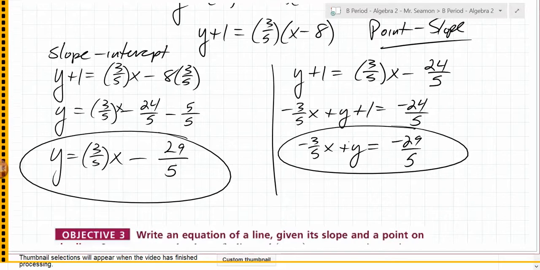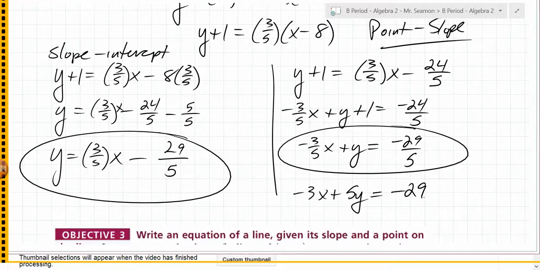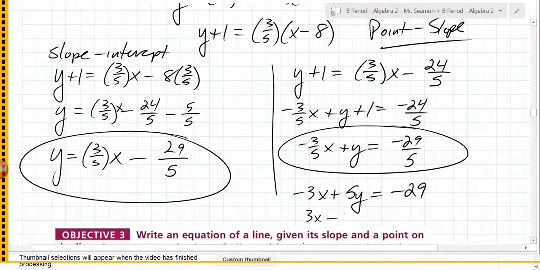Sure. Some books, they don't like fractions. What could I multiply everything by to get rid of the fractions? So it could be negative 3x plus 5y is equal to, and then better yet, some books don't like having a negative first. What could you multiply everything by? Just multiply by negative 1. So what does it become? 3x minus 5y is equal to?